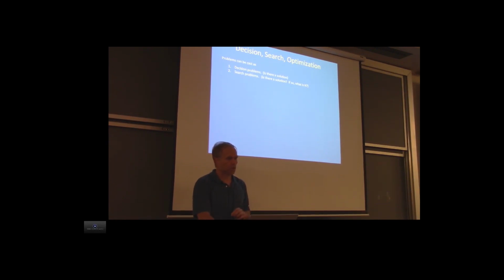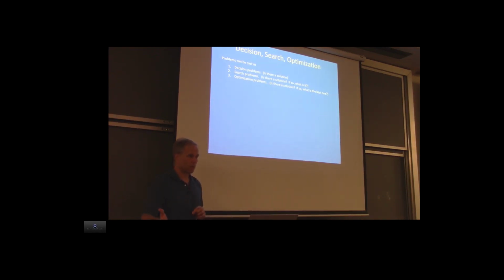Search problem. There we're asked, is there a solution? If so, what is it? And optimization problem, is there a solution? If so, what is the best one? Okay, so the traveling salesman problem is an optimization problem. The Hamiltonian cycle problem is a search problem, in which you're trying to find a path. You don't have to make sure it's the best in any sense.